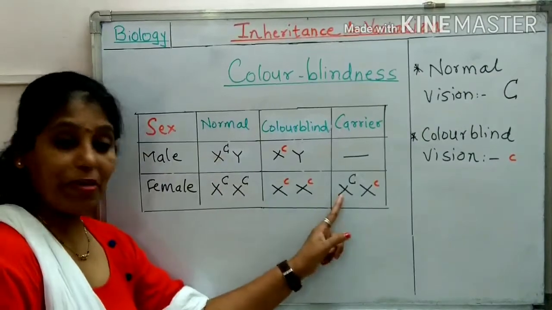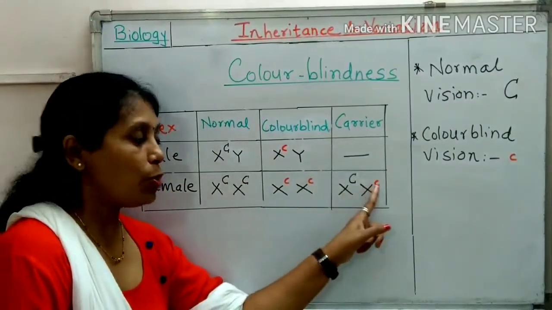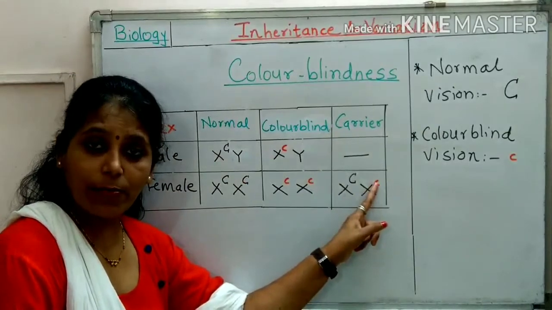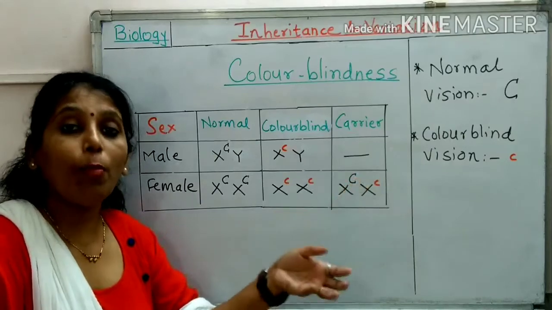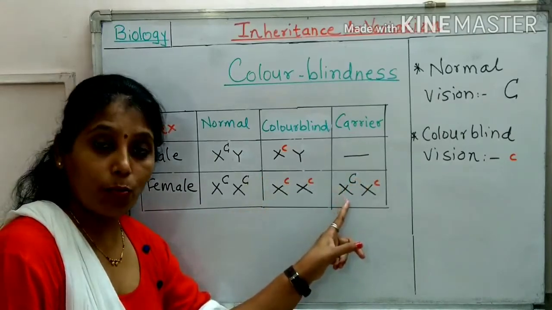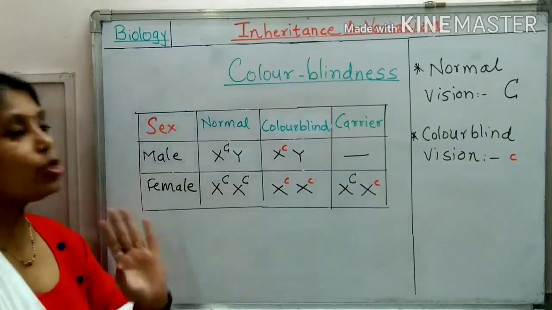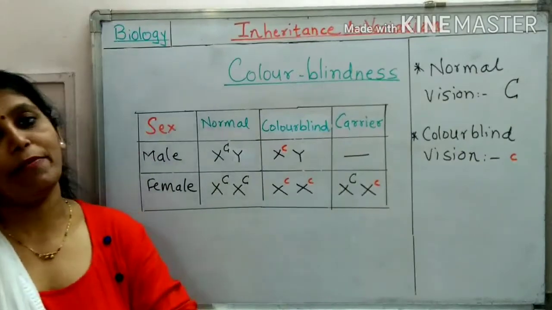In case of female, as there are two X chromosomes, suppose on one X chromosome the color blind gene is present, there is a chance of the normal vision gene being present on the other X chromosome. Okay, so that's why in case of male the percentage of color blindness is more as compared to female.